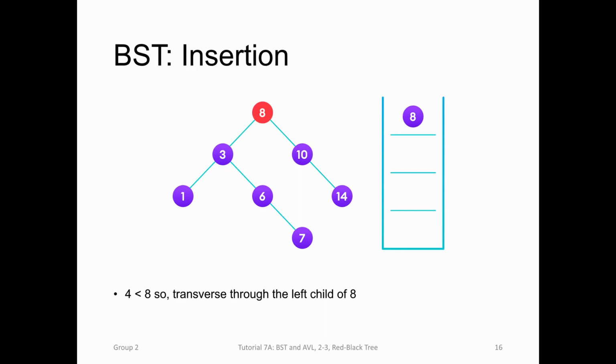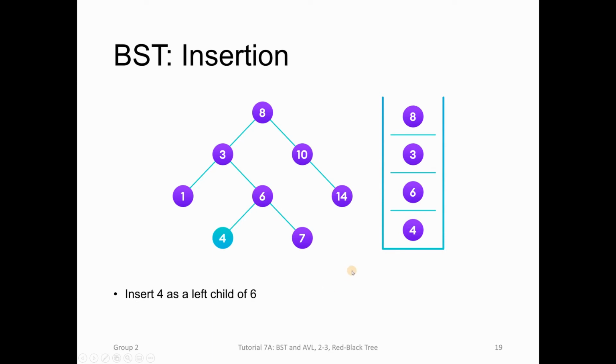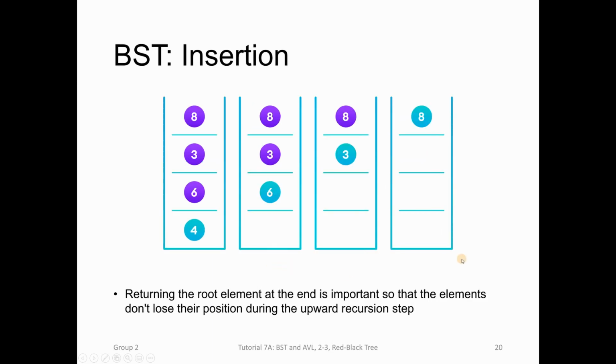4 is smaller than 8, so it should be inserted to the left part. And 4 is bigger than 3, so 4 should appear in the right subtree. And 4 is smaller than 6, so we insert it to the left subtree, and 4 is the left child of 6. This is the process image.